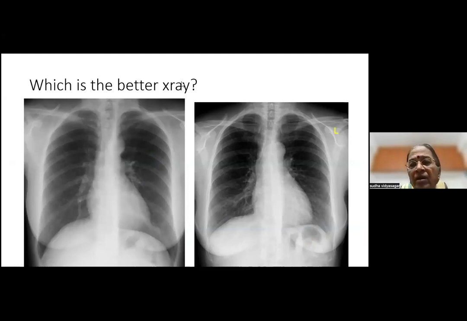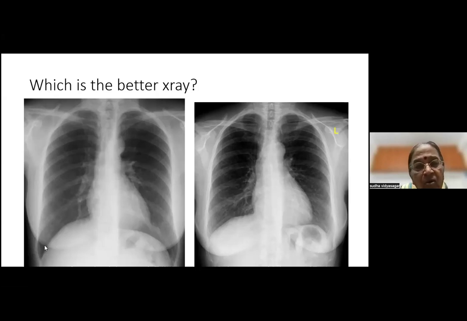Okay, one more X-ray is here. Which is the better X-ray of these two? This one or this one? This is again over penetrated. You can see the spine here, so that is why this is not a good one. And this is probably a better one because you're seeing 1, 2, 3, 4, and then beyond that, nothing much.